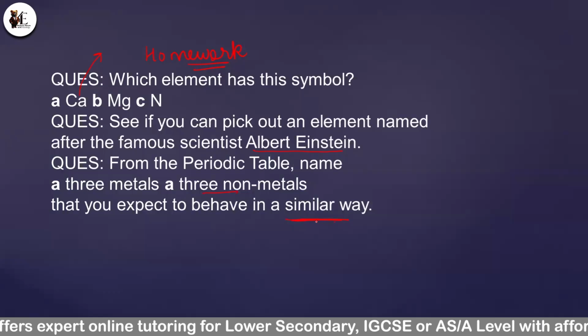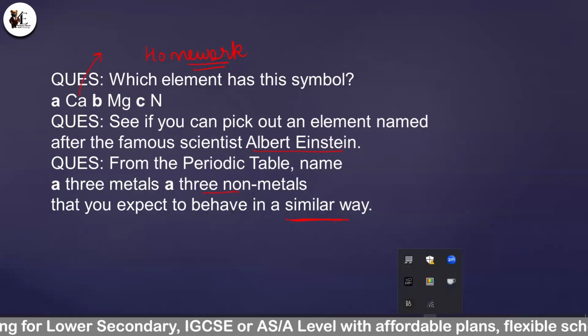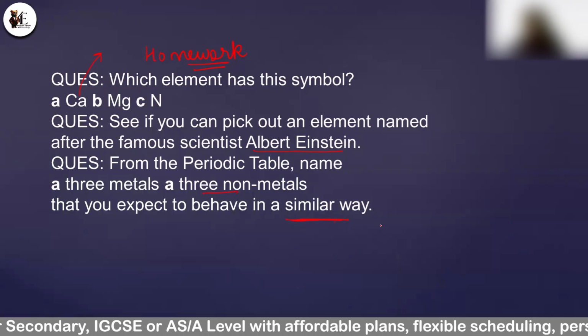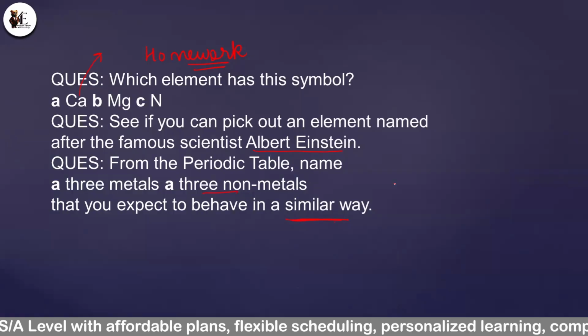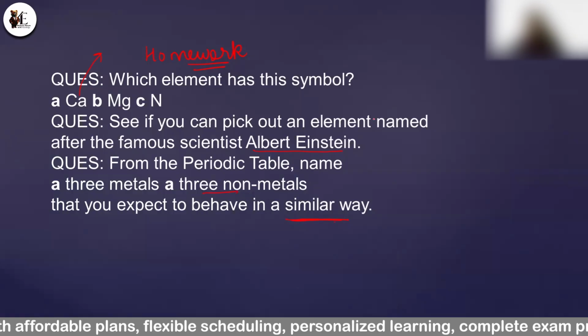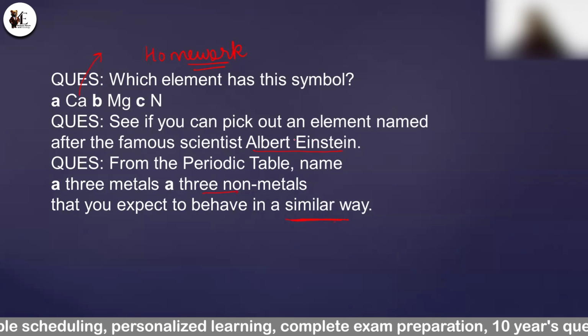Should I take down the homework in my notebook? Pardon? Should I write down the homework in the book? Yes, you have to write down your homework in your notebook and leave space for the answer. Answers you have to write at home.